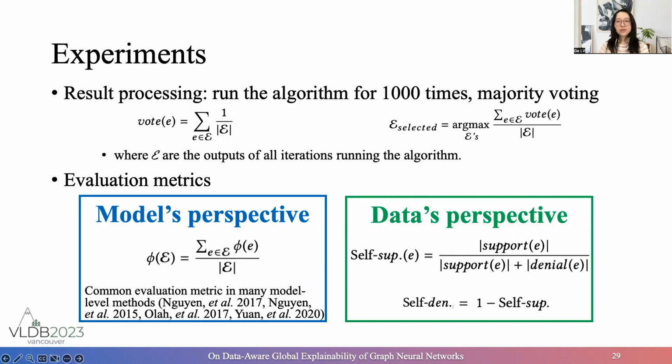Coming to the experiment part, because the algorithm is randomized, we simply run it 1,000 times and use majority voting to get a final output. For evaluation, from the model's perspective, we use the average GNN score as a metric. In fact, the prediction score of the target class is used as an evaluation metric in many existing model-level methods. As for the data perspective, we define a metric called self-support, which equals the size of the support set over the total size of the support and denial sets. This metric will help us understand if the explanation is discriminative among classes.